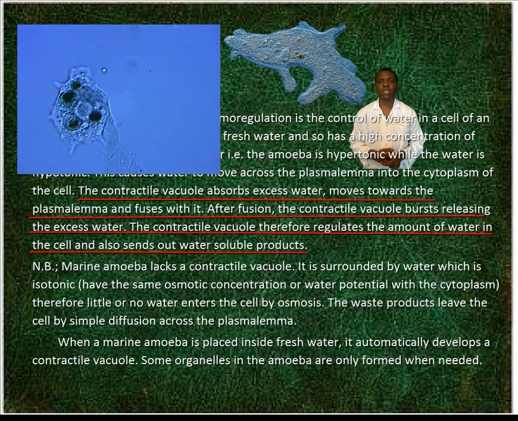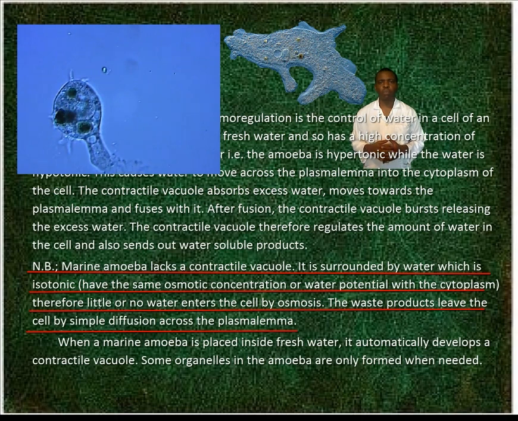The contractile vacuole absorbs excess water, moves towards the plasmalemma, and fuses with it. After fusion, the contractile vacuole bursts, releasing the excess water. The contractile vacuole therefore regulates the amount of water in the cell and also sends out water-soluble products.